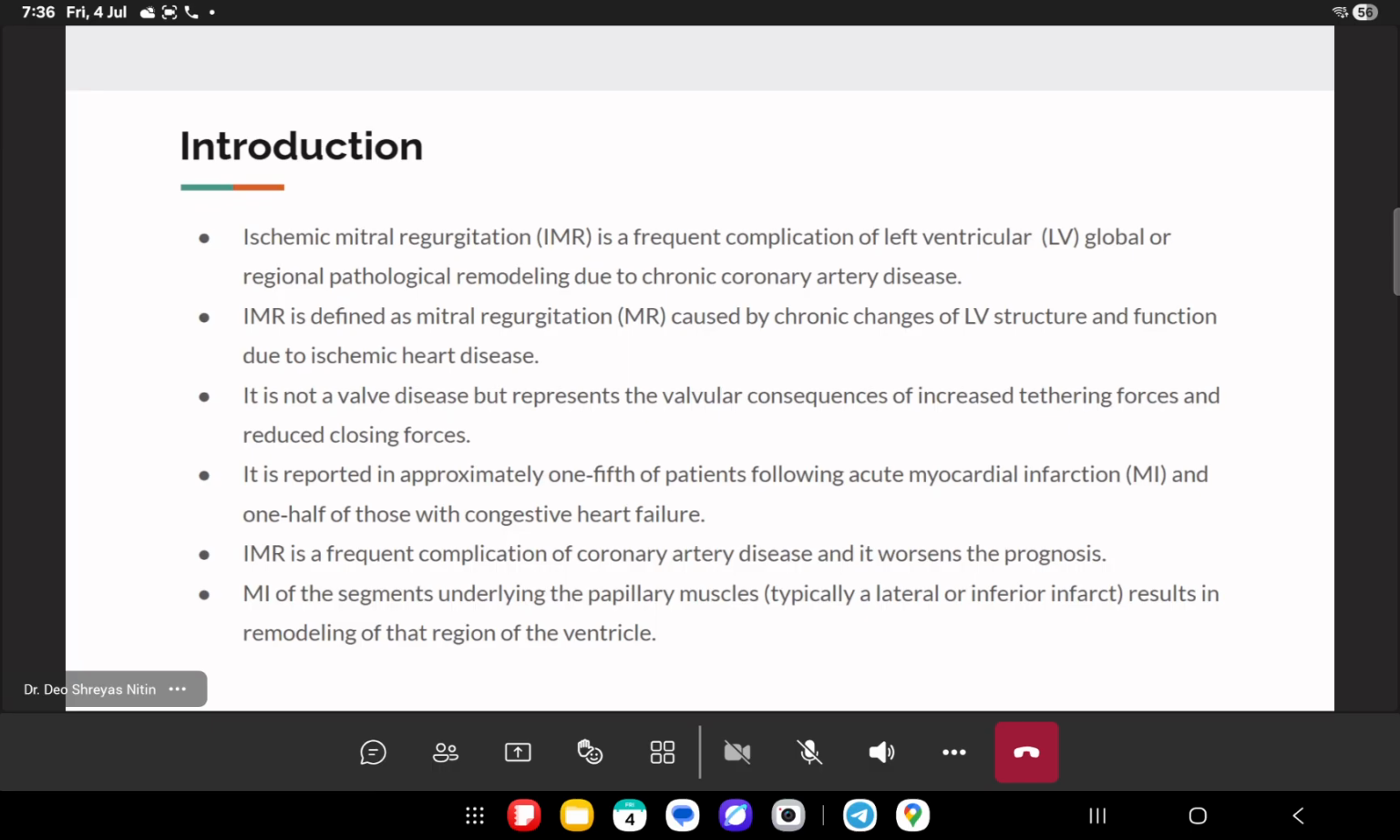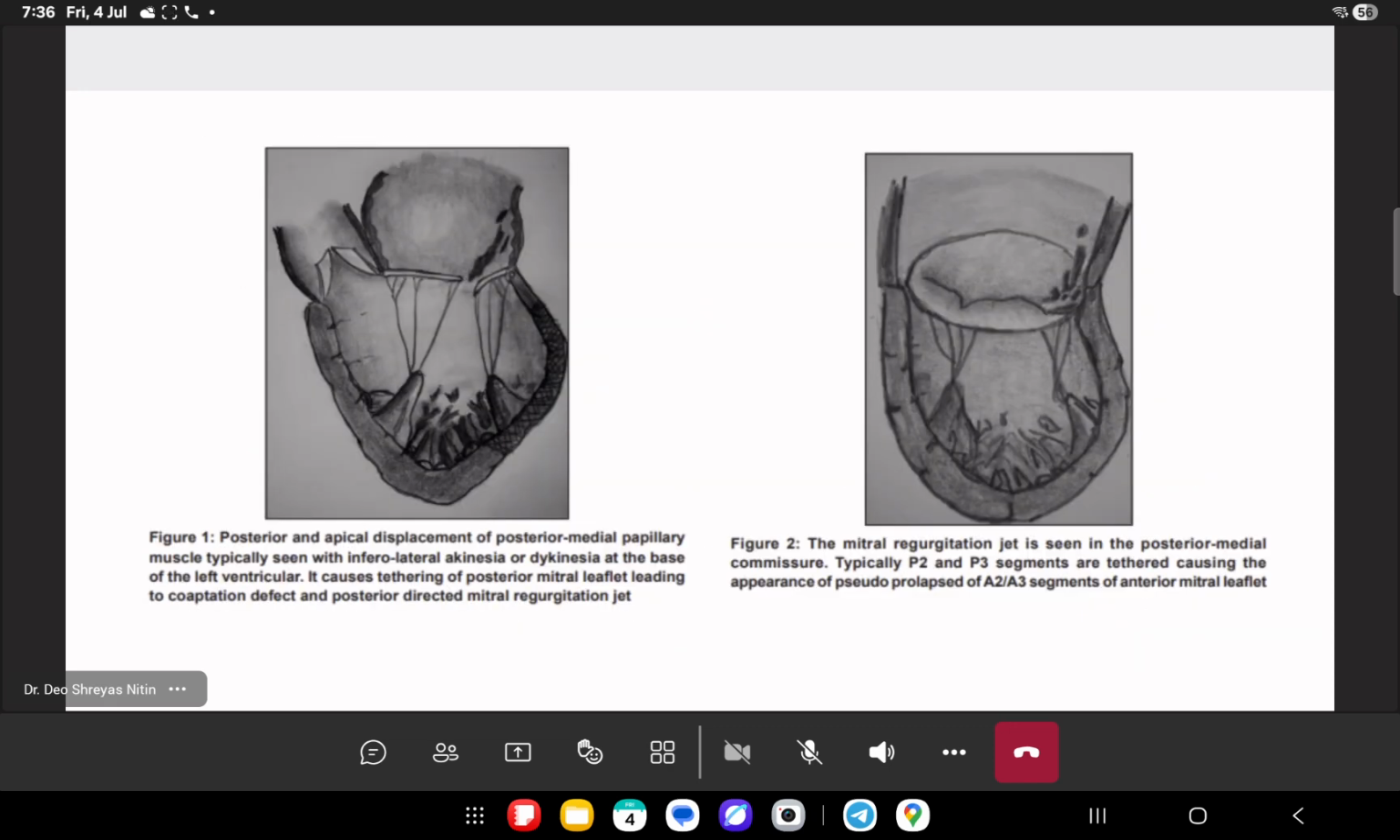Myocardial infarction of the segments underlying the papillary muscles, typically a lateral or inferior infarct, results in remodeling of the region of the ventricle. Here we can see posterior and apical displacement of the posteromedial papillary muscle, typically seen with inferolateral akinesia or dyskinesia at the base of the left ventricle.